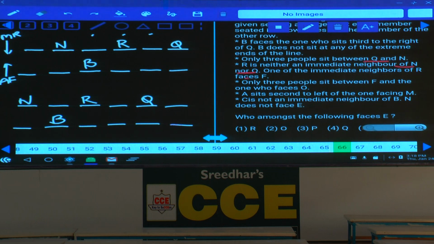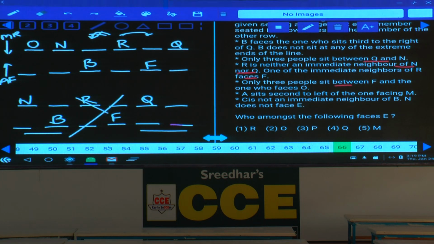One of the immediate neighbors of R faces F. Either this person is facing F or this person is facing F, out of which this person is facing B but not F, hence F must be here. Only 3 people sit between F and the one who is facing O. Only 3 people between F and the person who is facing O, hence O must be here. And the second case is not possible because there are at the most only 2 persons in between F and the one who is facing O. The second case is ruled out, now we are left with only the first possibility.